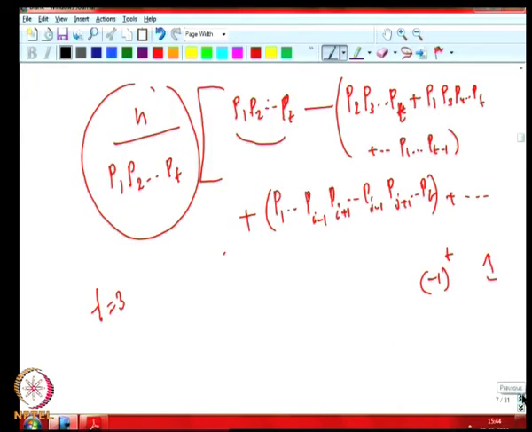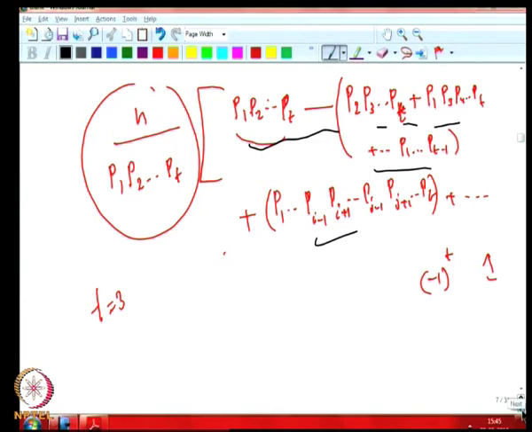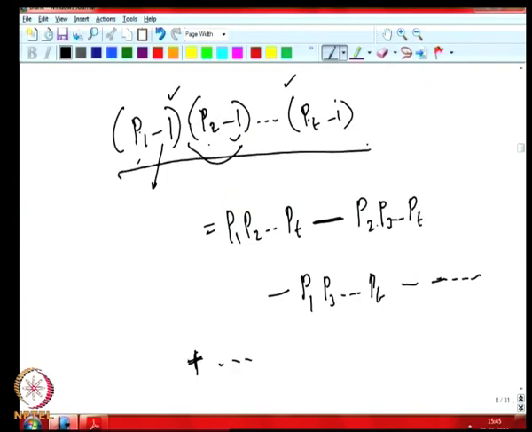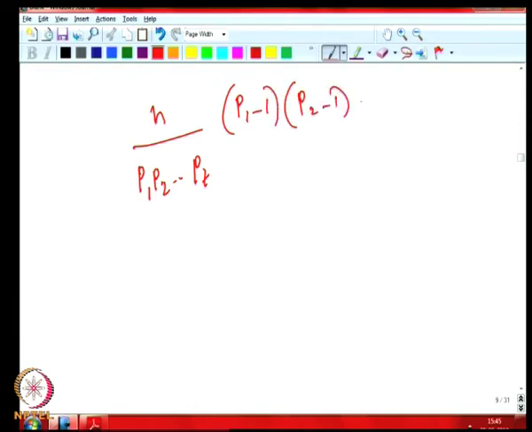So, essentially whatever we see in the upper part is nothing but this: P1 minus 1 into P2 minus 1 all the way to Pt minus 1. So, we can substitute it there like this: n by P1 P2 up to Pt into P1 minus 1 into P2 minus 1 all the way to Pt minus 1. Now, you divide this by this, right.